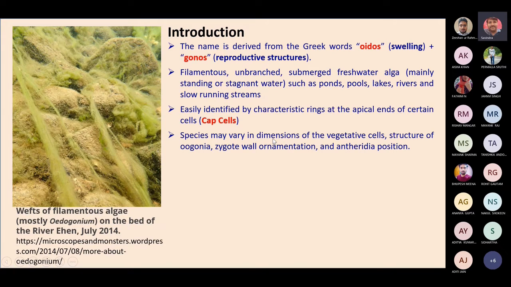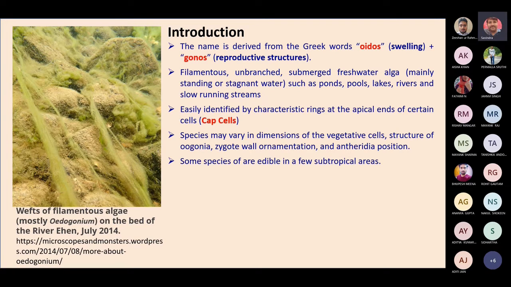These species may vary in dimension. If you want to study the different species, the basis of speciation is mainly the structure of vegetative cells. Some species have bigger cells than the others. Then the structure of oogonia, zygote wall ornamentation, what is the thickness, whether it's spiny or normal, and antheridia position. Whether it appears towards the apical end or towards the bottom end or in the center, or whether it's a macrandrous type species or nannandrous type species. So species can be divided on the basis of these structures.